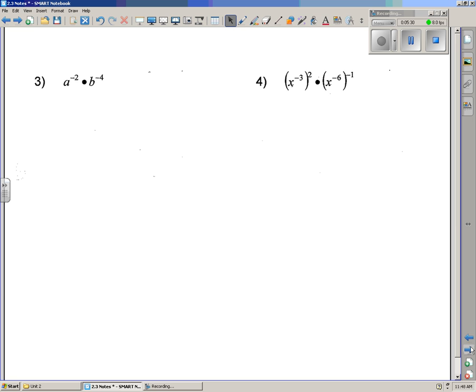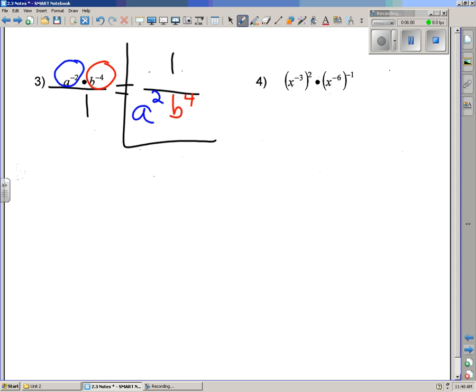Next example. Again, put everything over a fraction bar. What's happening here is A has a negative exponent and B has a negative exponent. Both A and B have to flip out. When A drops to the bottom, its negative exponent goes positive. When B drops to the bottom, its negative exponent goes positive. And now I have nothing over A squared B to the fourth, but you always need a numerator. That numerator becomes a 1. There's your final answer.